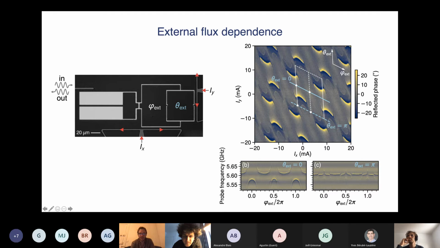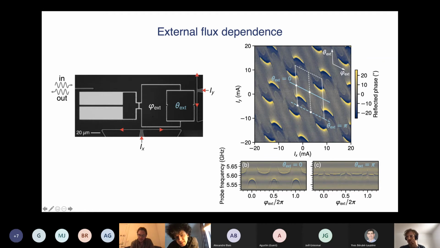Additionally, since we expect that Ix will mostly couple to phi external and Iy to theta external, we expect that the more vertical line will be for phi external and the more horizontal one will be theta external. You can see here the skew and scale of the rectified axes. Here you can see the primitive plaquette in flux.